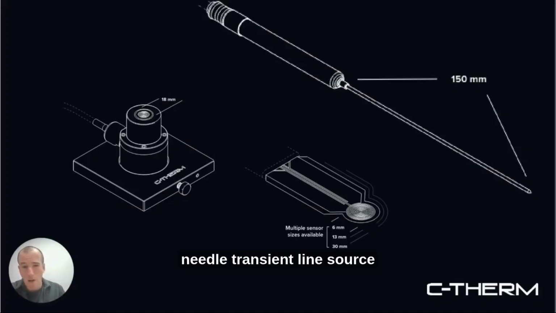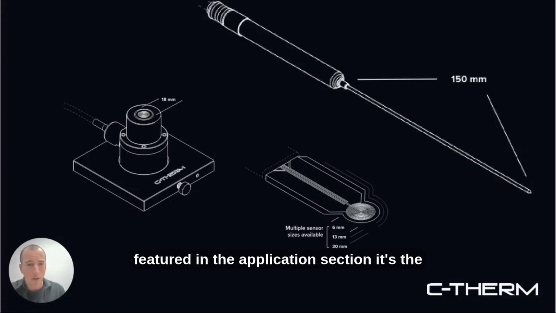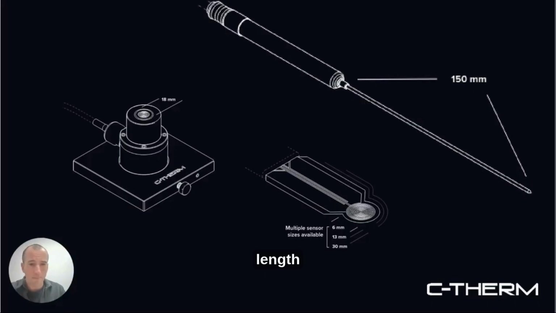The needle probe, the needle transient line source, is very robust, great for soils. You'll see this featured in the application section. It's the longest sensor. It's 150 millimeters in length.